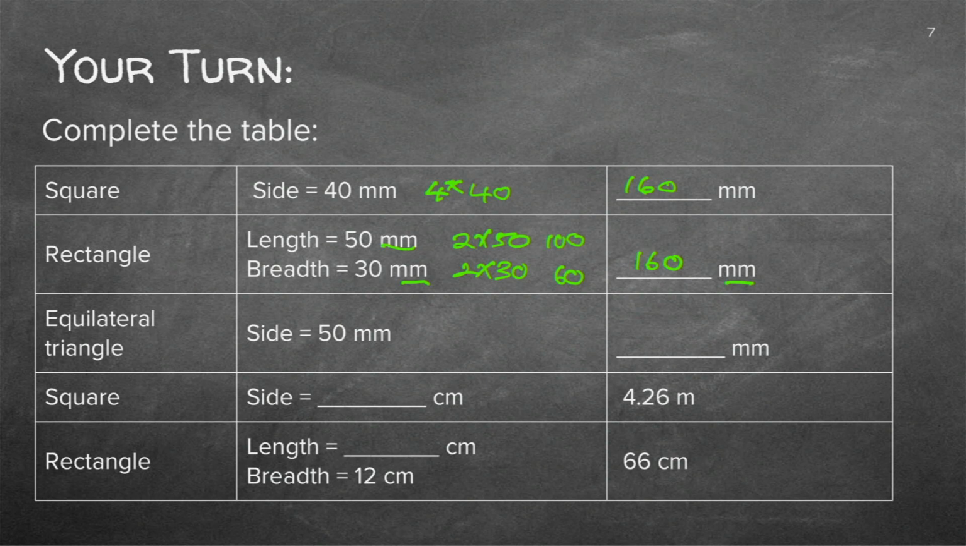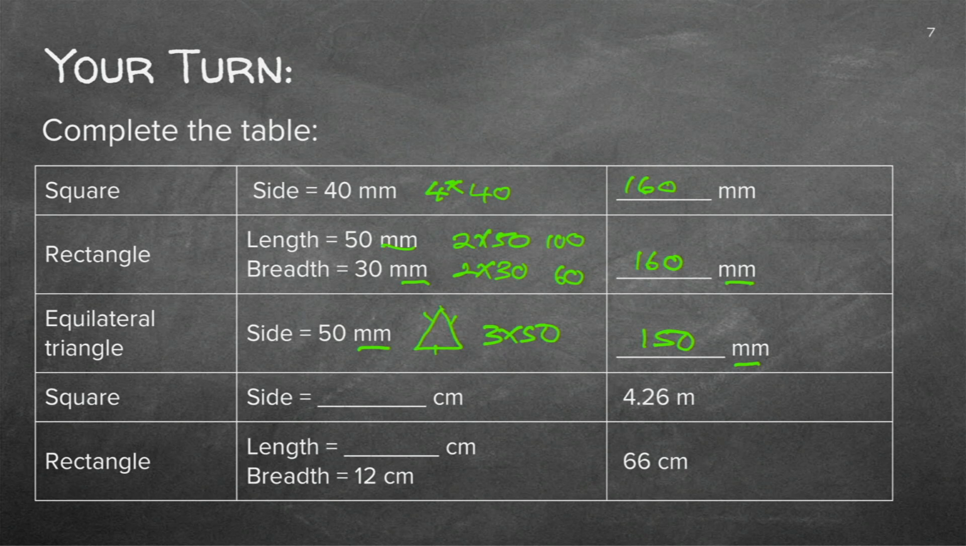An equilateral triangle. One side equals 50 millimeters. Again, we're going to check. Measurement is the same. So all we know, an equilateral triangle is 3 times 50. It is 150 millimeters.